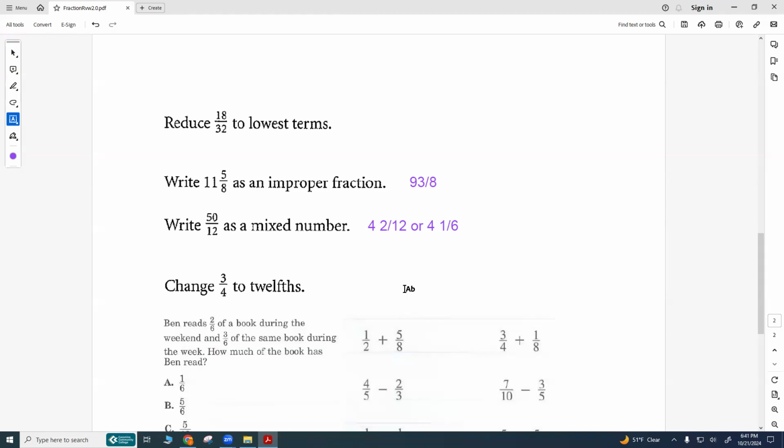Yes. Well, no, actually you divide 50 into 12. 50 divided by 12. And then you should get 4 remainder 2.